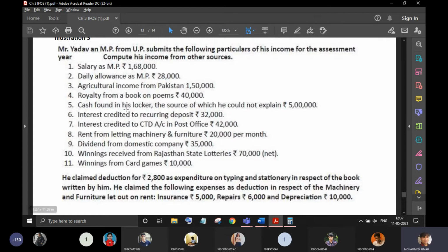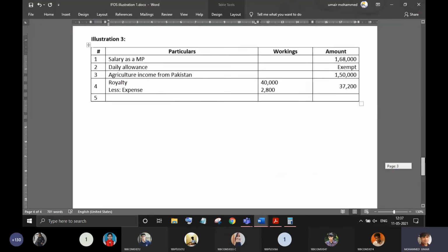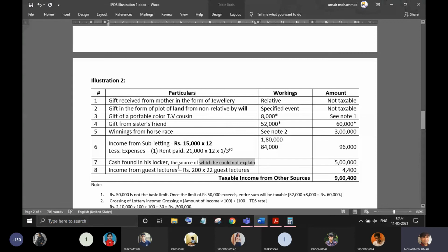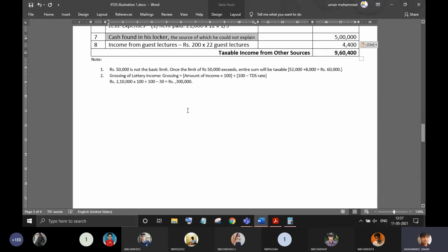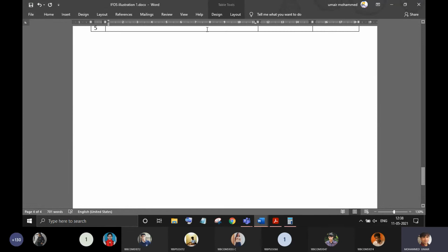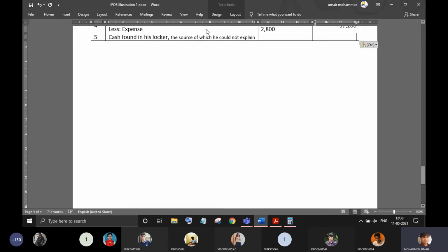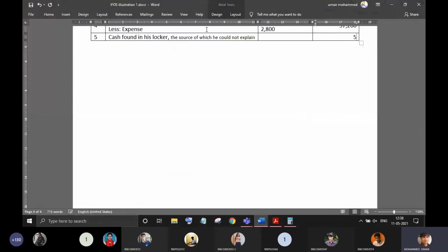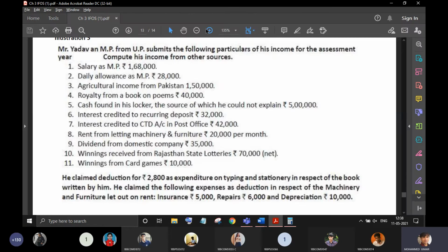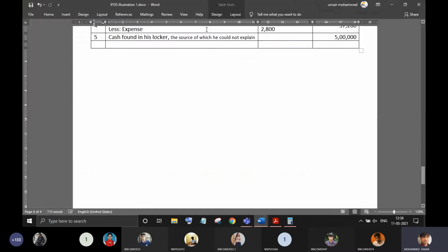Next, you have cash found in his locker, the source of which could not be explained, similar to the previous question we had. So if you are not able to explain the source, the income is still taxed. That is 5 lakhs. Next, you have interest on recurring deposit, 32,000.